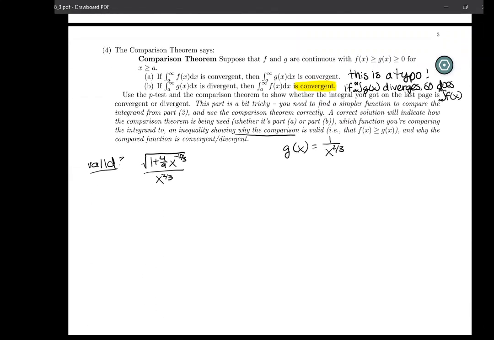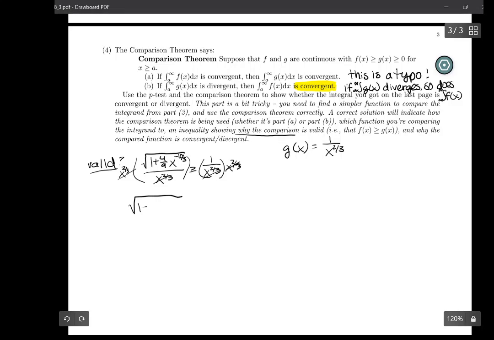And yes, we're good to go. Is f of x greater than or equal to g of x, which is just 1 over x to the 2/3? If we multiply both sides of this by x to the 2/3, these cancel here, this cancels here. So we've got 1 plus 4/9 x to the negative 10/3 greater than or equal to 1. Square both sides, just doing some basic algebra.